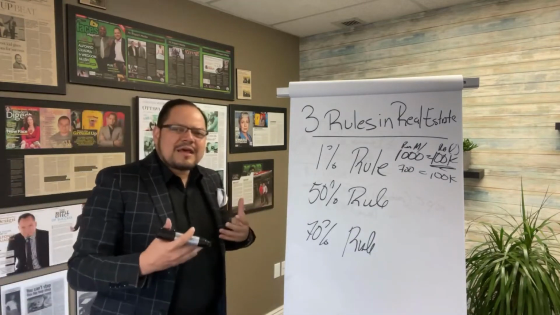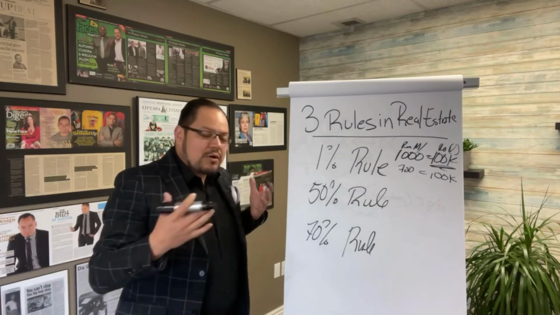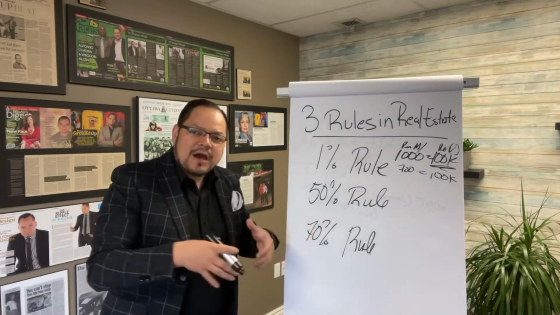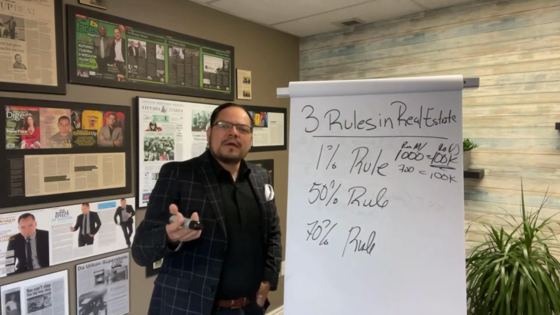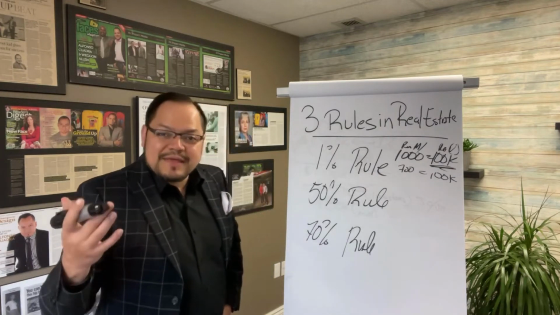Now, the 50% rule says that generally, on an income property, 50% of the income would be the expenses.